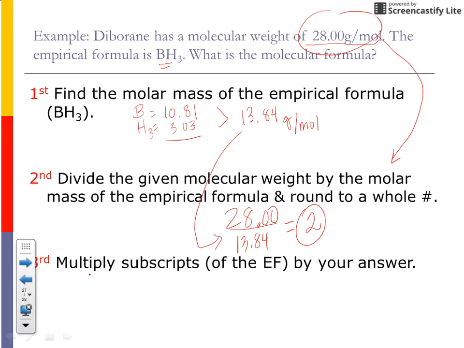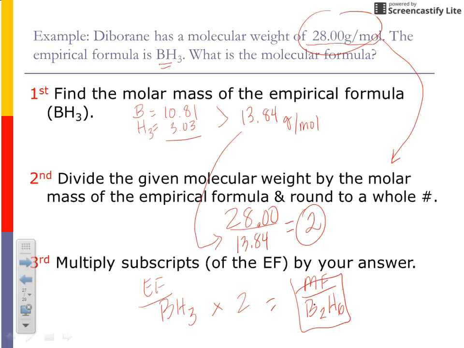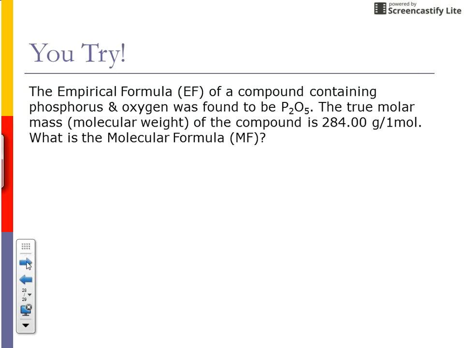So the last thing to do is multiply the subscripts of the empirical formula by your answer. So remember the empirical formula was BH3. If you multiply the subscripts by the 2 you figured out up here, you get B2H6. This would be your molecular formula, B2H6. All right, so let's take a look at a second example.